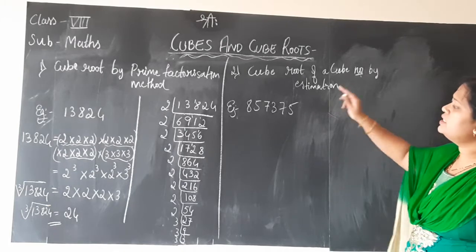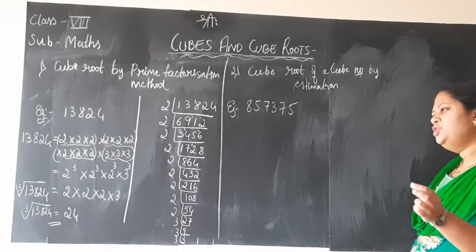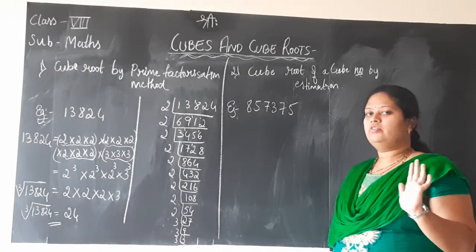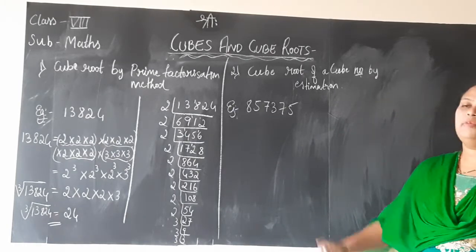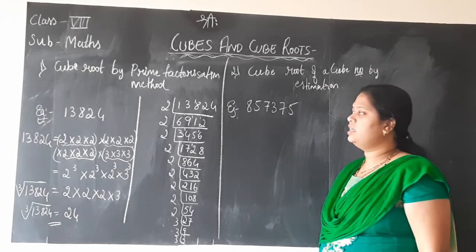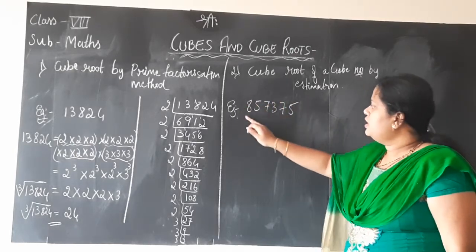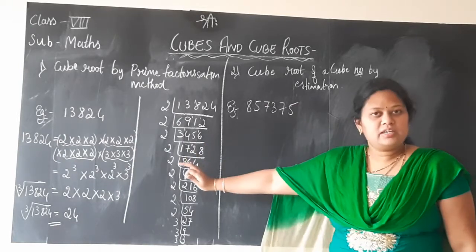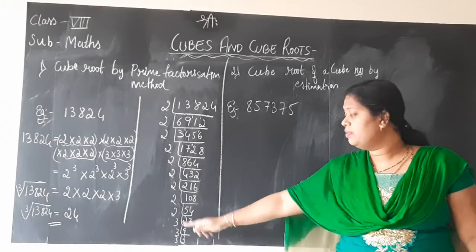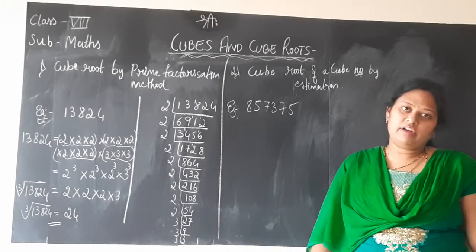This is, children, the estimation method. Here each problem will be quite a different kind, but the same steps we will follow. That is the reason I will be explaining only one example problem. Next we shall be learning more in the exercise. Whatever the given number is here, they will particularly mention that you should not use the prime factorization method in order to find the cube root of a number.